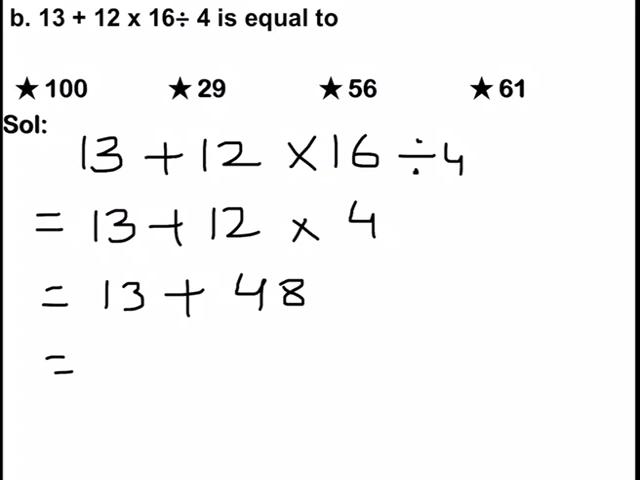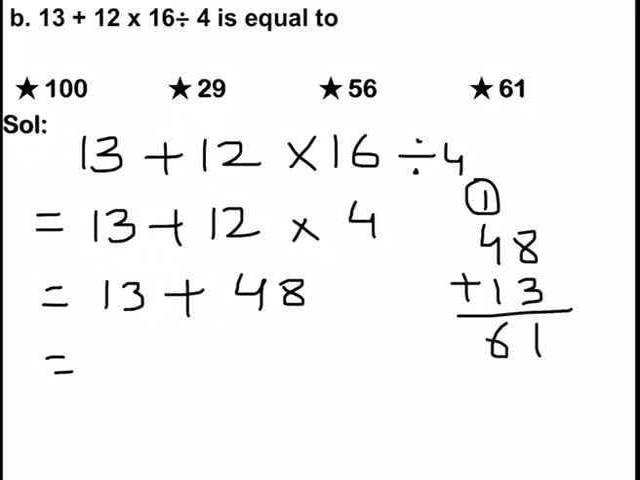Now we will add 48 plus 13. 8 plus 3: 8, 9, 10, 11. 1 carry. 4 plus 1, 5. 5 plus 1, 6. And the answer of part B is 61. So tick the correct option, that is option 4. Understand, student?